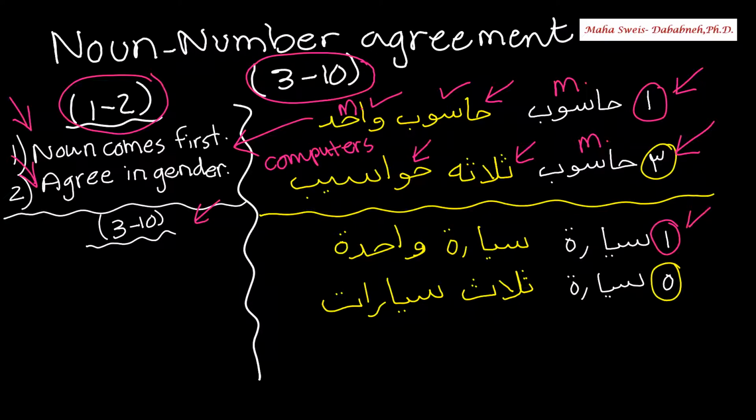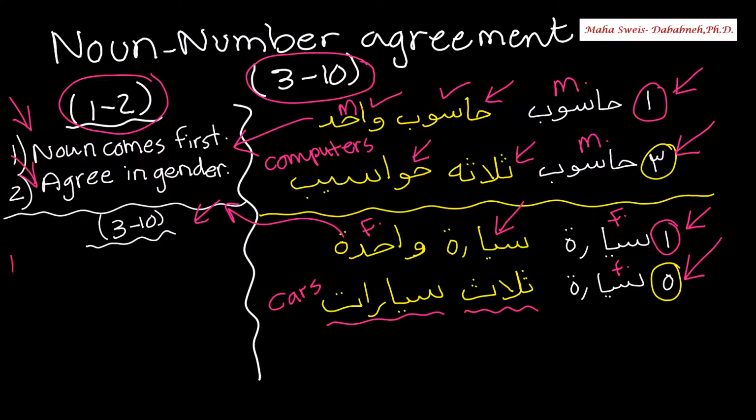Let's continue with another example, then we'll find out about the rules. One car, we say siyara wahida. Siyara is feminine. They have to agree in gender. Remember rules 1 and 2. If I want to change it to 3 cars, we'll say thalath. Remember, car is feminine. We'll say thalath siyarat.